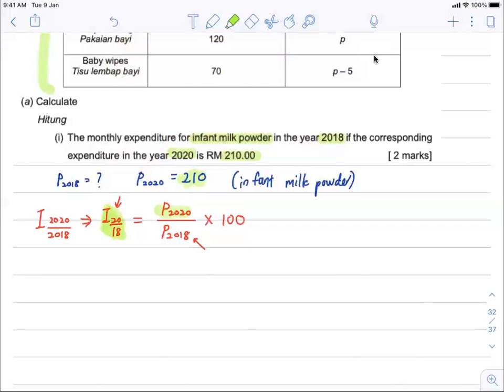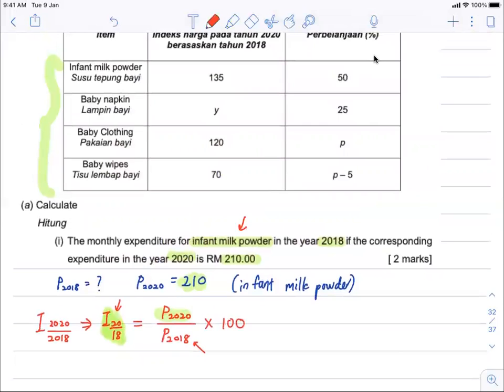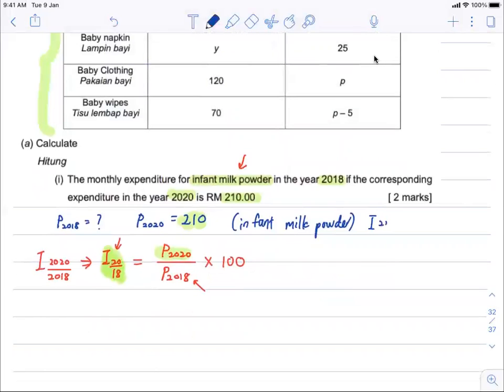This value, we can obtain it from the table, the index. Notice this is for infant milk powder, so we can focus on this row. So infant milk powder, the index is 135. So I 20 over 18 is 135. Substitute in all the numbers, 135 equal to 210 divided by price 2018 multiplied by 100. P 2018 is equal to 155.56.